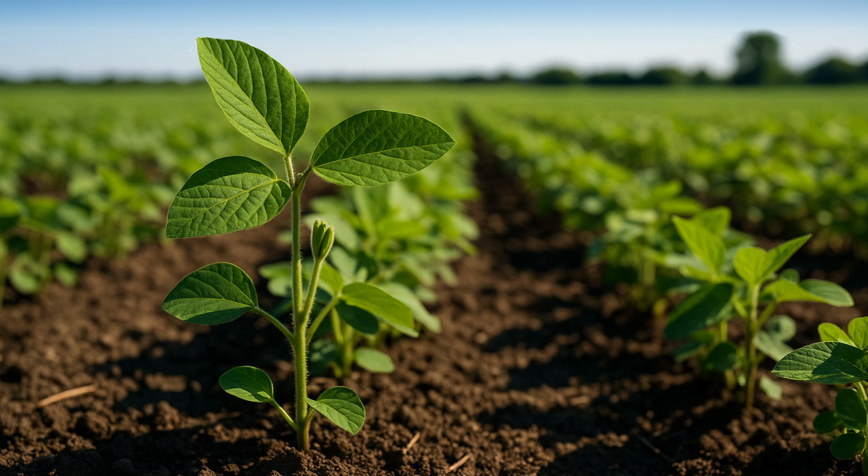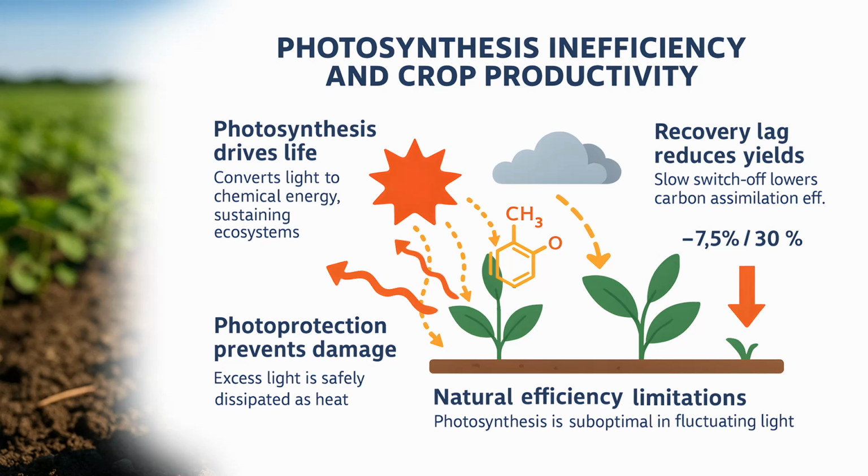Photosynthesis is the process by which plants capture light energy and convert it into chemical energy, forming the foundation of nearly all life on Earth. This intricate series of reactions not only drives the global carbon cycle, but also sustains the growth of crops that feed humanity. However, the natural efficiency of photosynthesis is far from optimal, especially under fluctuating light conditions commonly found in agricultural fields. Enhancing this process offers a promising strategy to improve crop productivity.